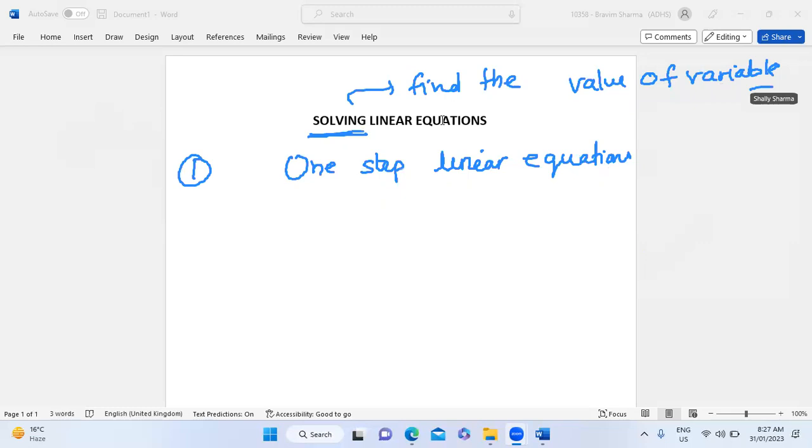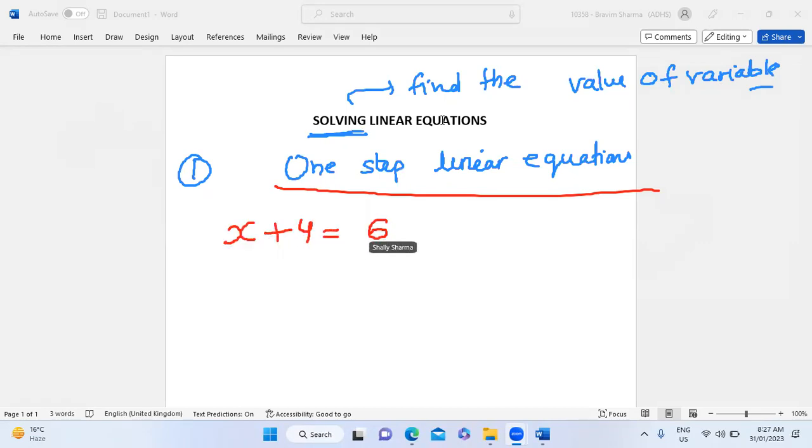Now, for example, first is a one-step linear equation. So there will be only one operation in such equations. For example, I have x plus 4 is equal to 6. And I have to solve it, which means I have to find out x. Now see, in lower grades, like in year 6, year 7, we just do, okay, what plus 4 equals 6, and we answer 2. But now in year 8 and onwards, we need to explain those steps. We have to show those steps. Those will be called the working.